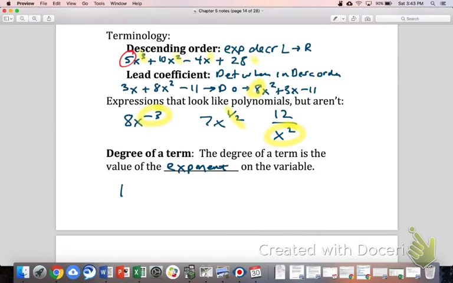So, 12x to the fourth, the degree is 4. It's the same as the exponent. Negative 3x to the ninth, the degree on that term would be 9. I'm going to take a look at one more aspect of degree on the next page.